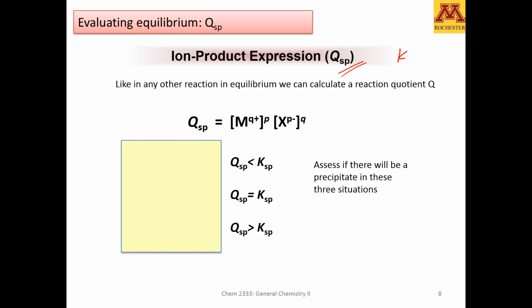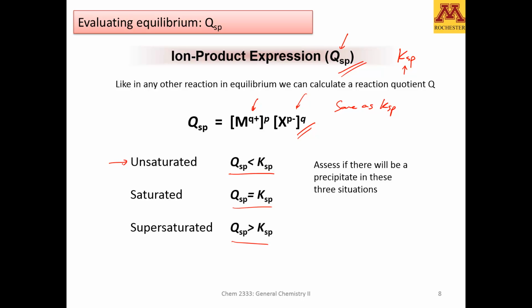The difference between QSP and KSP is that they both have the same expression, just that KSP is only applicable when it's in equilibrium. The QSP is the solubility product when it's not in equilibrium. So it has the same expression as the KSP, just that in here you will put the concentrations that exist in that specific moment. And you have three different cases. You can have when the QSP is smaller than the KSP, when it's equal, and when it's larger.